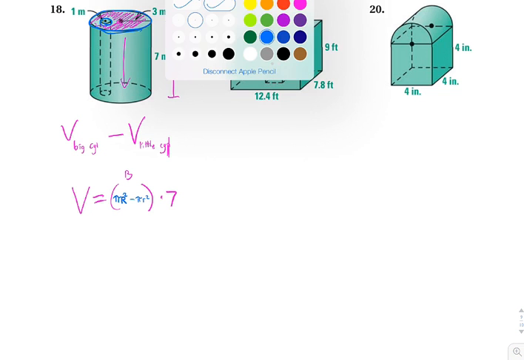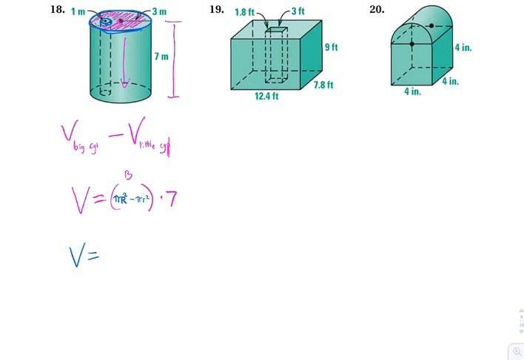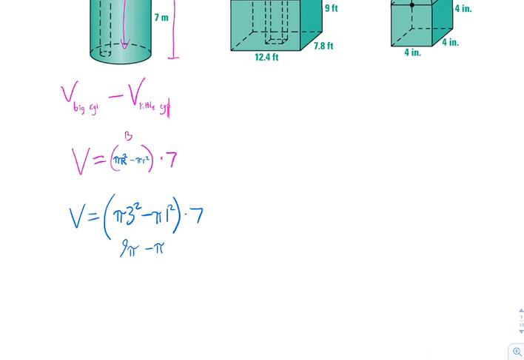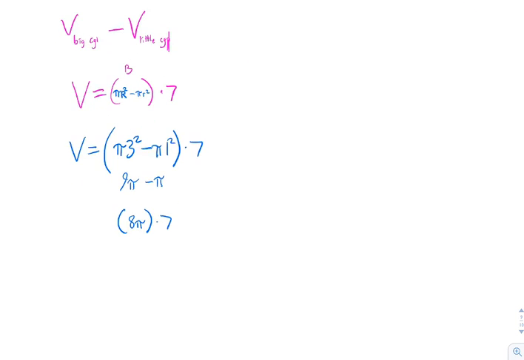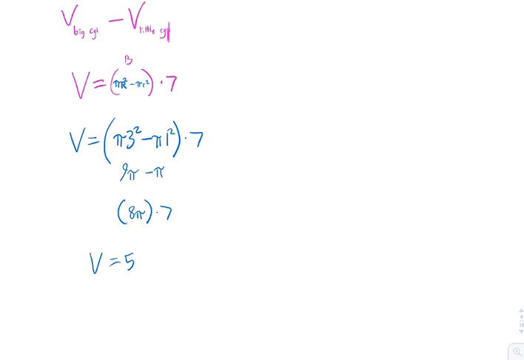So let's do this. I'll stay in blue. So we've got the volume is equal to, in these parentheses, pi times the big radius squared minus pi times the small radius squared, times 7. In other words, that's 9 pi minus 1 pi, or that's 8 pi times 7. So in other words, the volume is 56 pi.